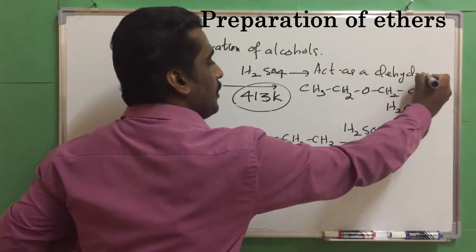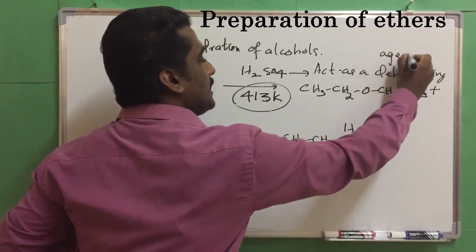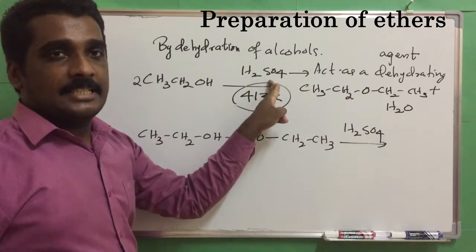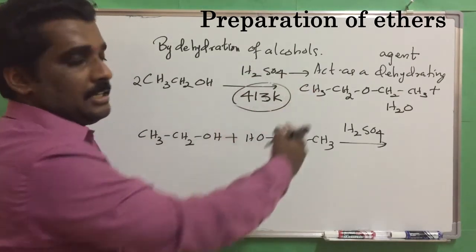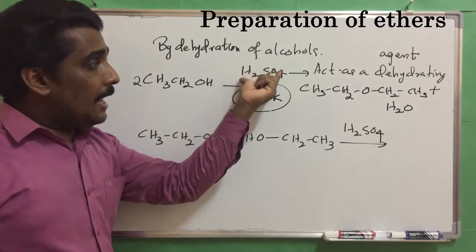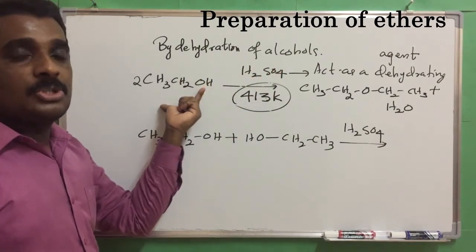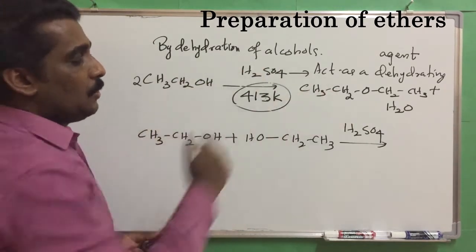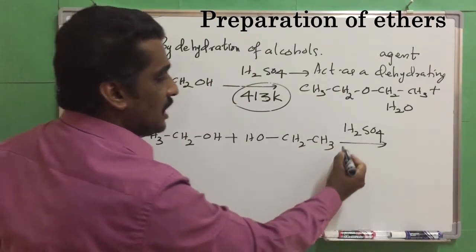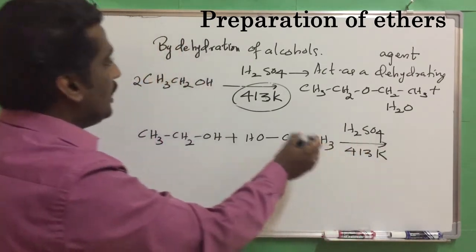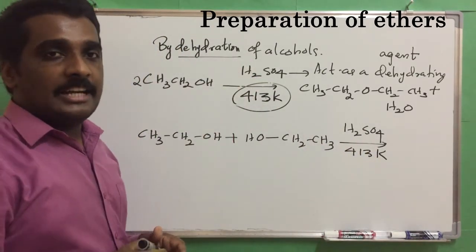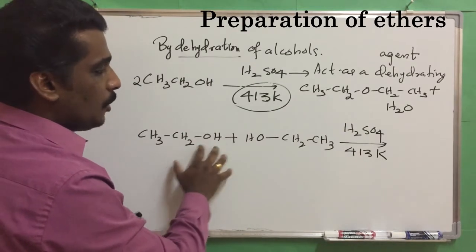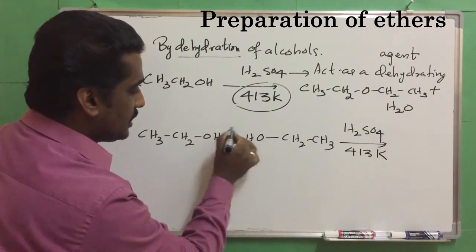acts as a dehydrating agent. What is meant by a dehydrating agent? The chemical substance which helps in the removal of water is called a dehydrating agent. That is, sulfuric acid helps to remove water from two molecules of ethanol. Clear? So in the presence of sulfuric acid at 413 Kelvin, it undergoes dehydration. What is dehydration? Removal of water. So sulfuric acid removes water from two molecules of ethanol like this, HOH.